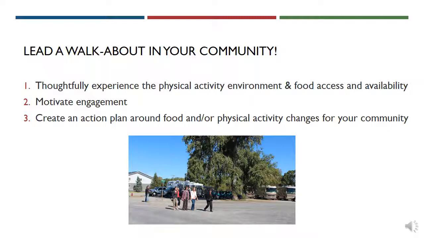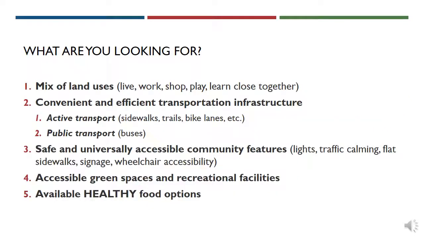Thoughtfully experience the physical activity and food environments, motivate engagement, and create an action plan around food and/or physical activity changes for your community. So what are you looking for in a community walkabout? You can start by looking for a mix of land uses such as where you live, work, and play, convenient and efficient transportation infrastructure, safe and universally accessible community features, accessible green spaces and recreational facilities, and available healthy food options.